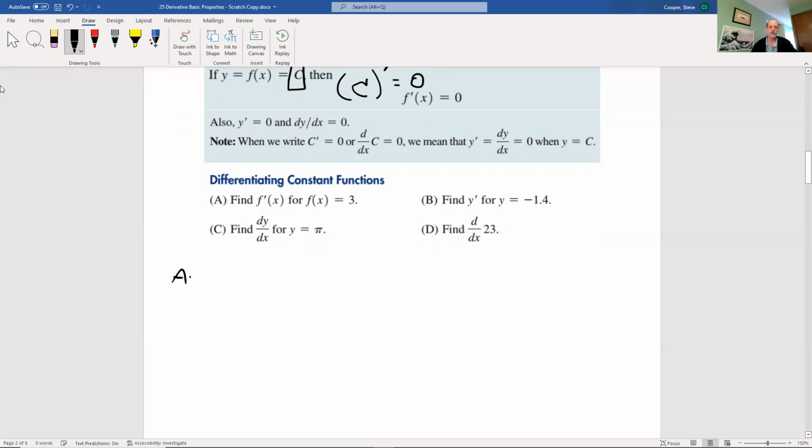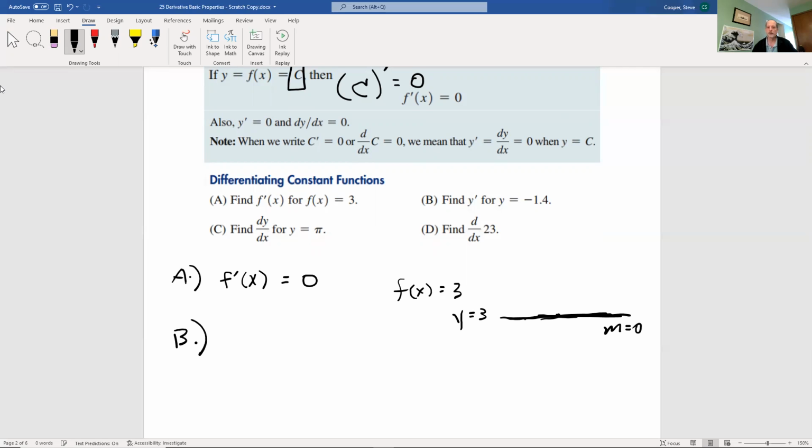Okay, so for this first one, if f of x is equal to 3, then f prime of x equals 0. And that makes sense because f of x equals 3 is a horizontal line at y equal 3. If I take any point and look for the tangent, the tangent is a horizontal line that is coincident with that line. So that means the slope of that is 0. So for a constant, we get 0.